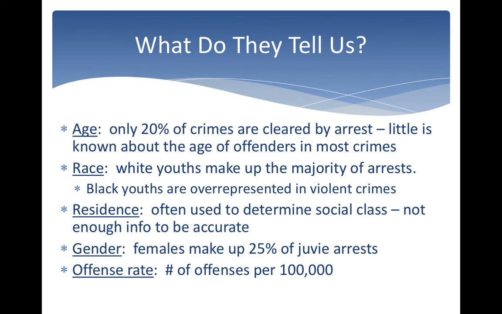So what do we know about juveniles? Well, only about 20% of crimes are cleared by arrest, so very little is known about the age of offenders in most crimes. We do, however, know that crime in general is committed by younger people, not necessarily teenagers, but younger people. In terms of actual numbers for arrests, white youth make up the majority of arrests, but black youths are overrepresented, so they are arrested at higher rates. We often use residence as a proxy for social class, but there's not enough information here to really be accurate. Females are responsible for about 25% of juvenile arrests, and the same goes for adult arrests.